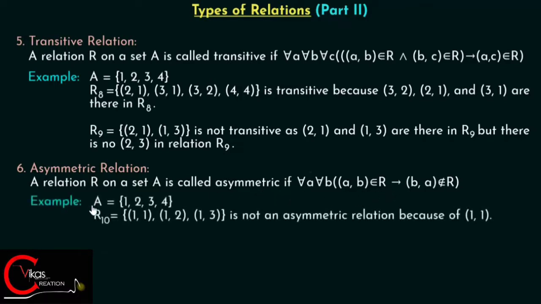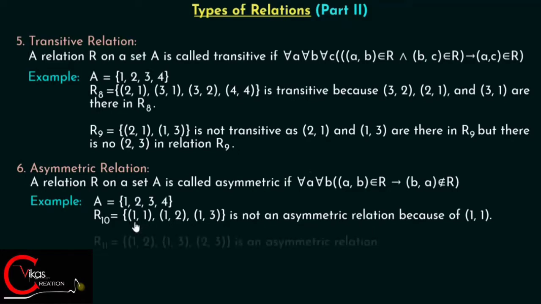Let's discuss one example. Let's say we have set A. Again, I'm considering the same set. And let's say we have R10 relation which is defined on set A. And here in this R10 relation, we have these ordered pairs (1, 1), (1, 2), (1, 3). You can see that this relation is not asymmetric because (1, 1) is there in R10, right? Even ordered pairs of the form (a, a) are not allowed in the relation. Okay, so it is clear that R10 is not asymmetric. Let me tell you that in case of antisymmetric relations, we are allowed to include ordered pairs of the form (a, a), but in asymmetric relations, ordered pairs of the form (a, a) must not be there in the relation.